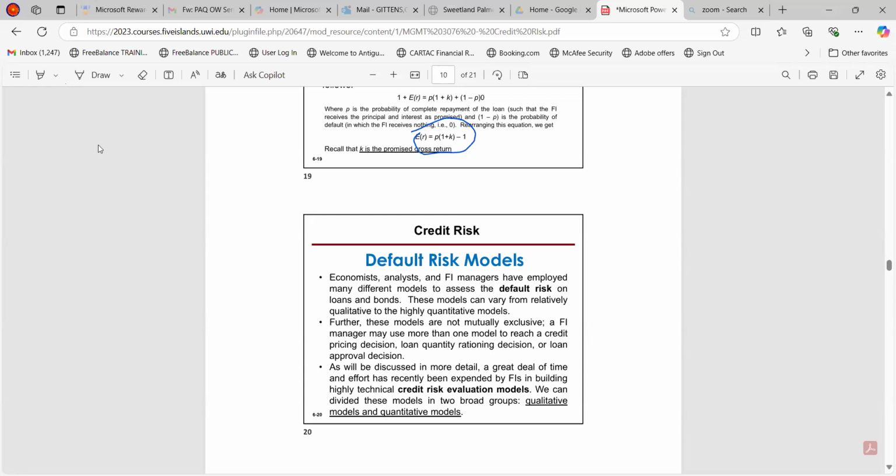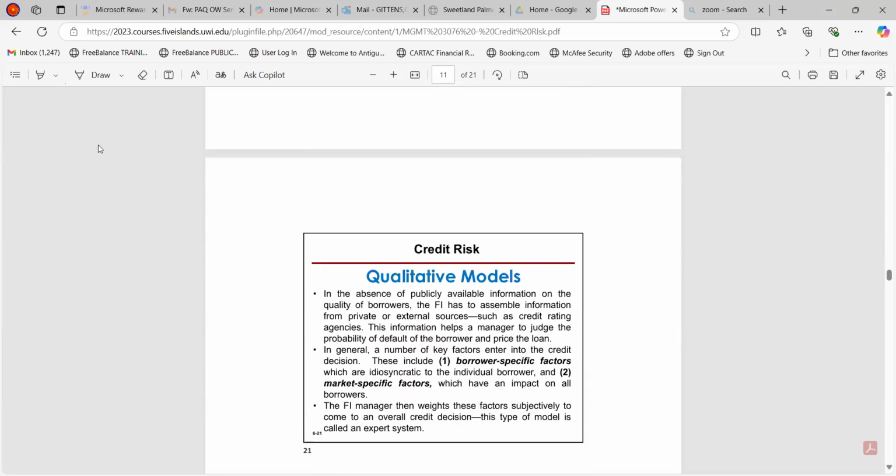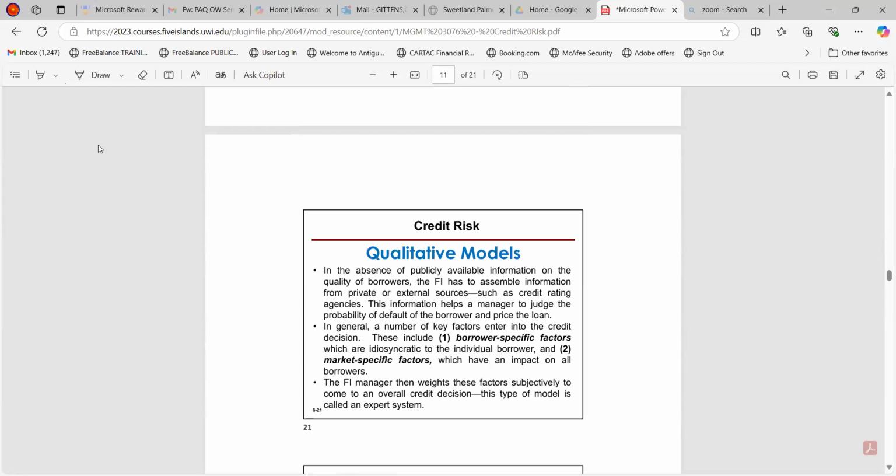So financial institutions get involved in some really technical models. The Bank for International Settlements, for example, suggests some, but financial institutions, based on the historic data they have, and through researchers, have come up with some credit risk evaluation models. Like I said, some are qualitative, some are quantitative.